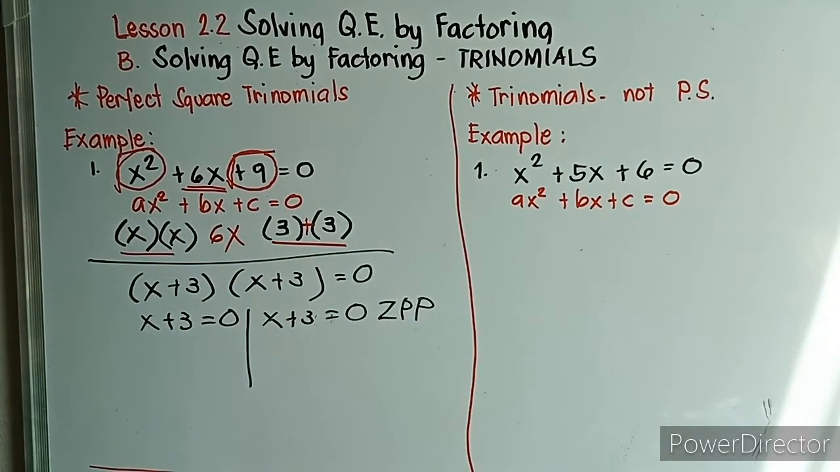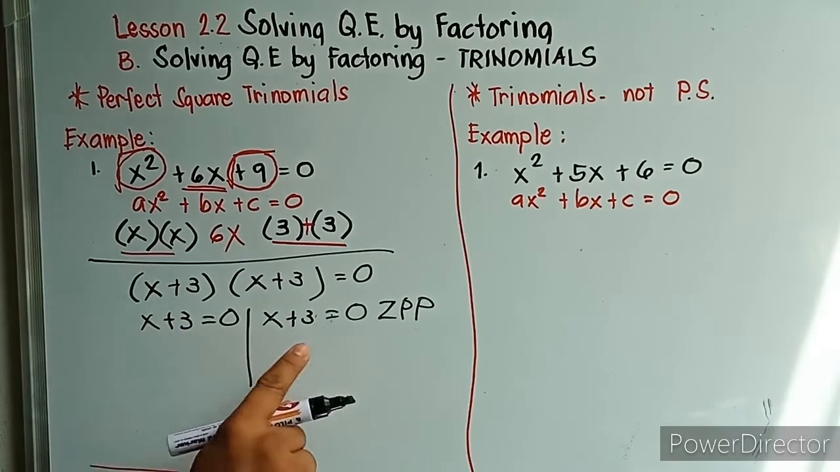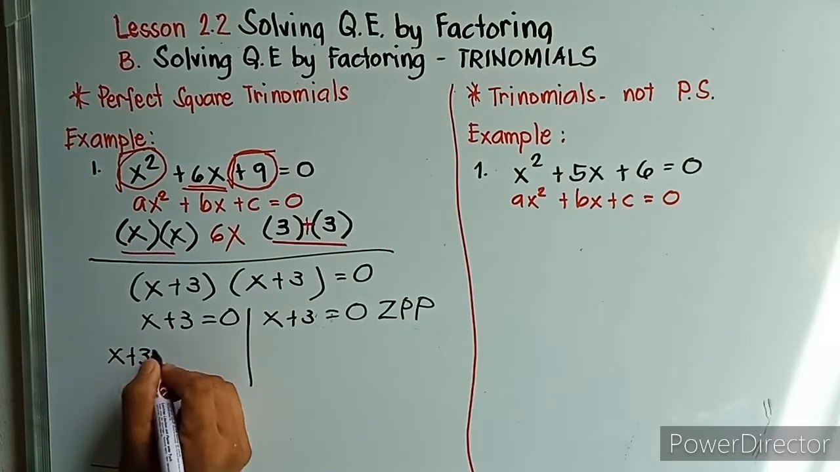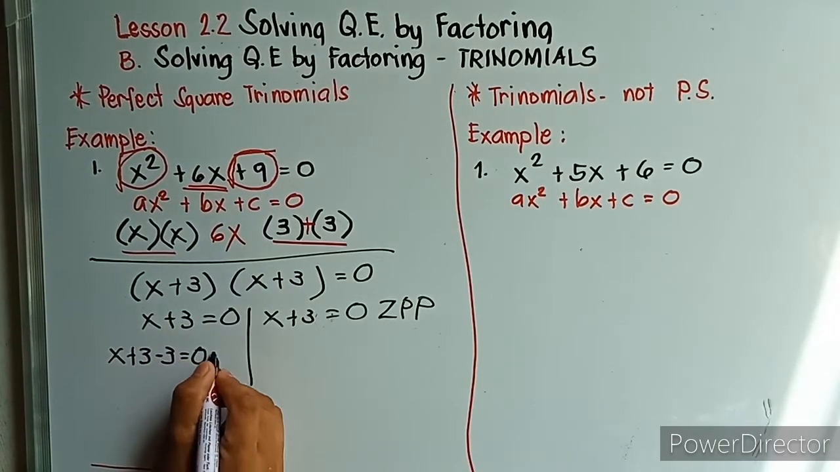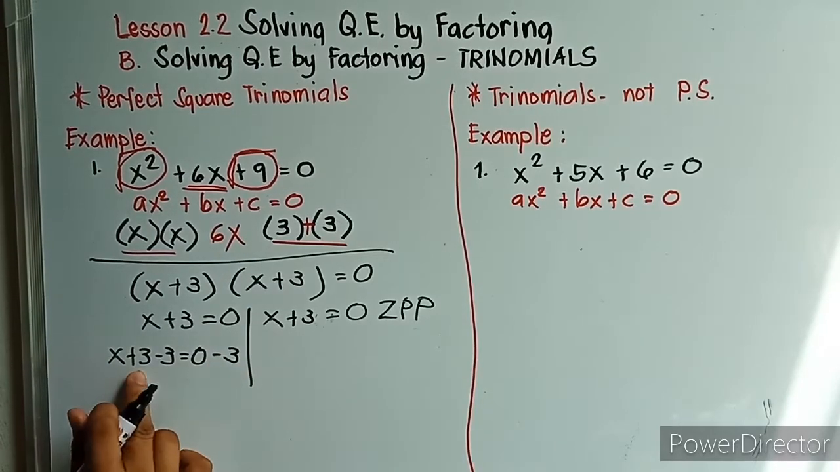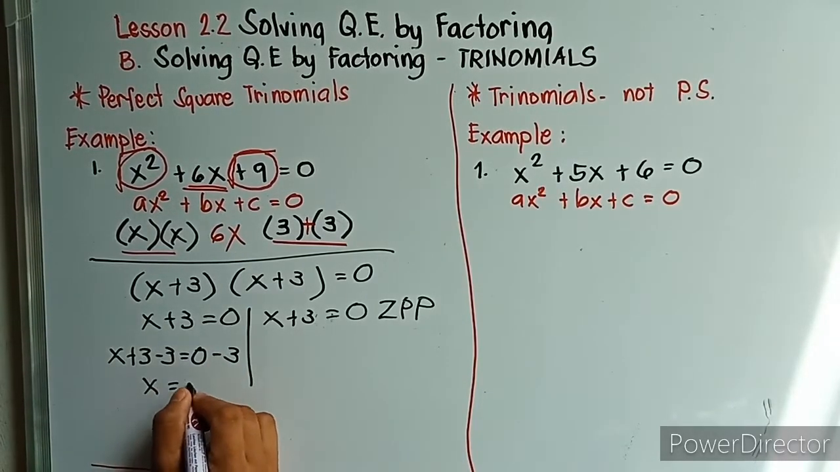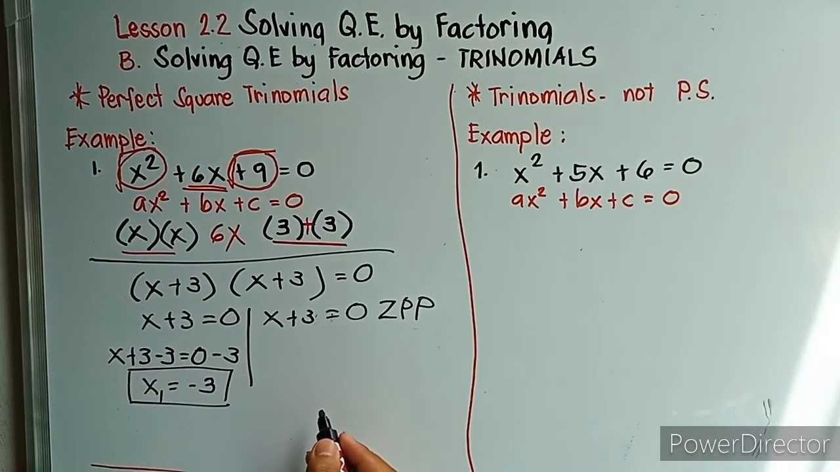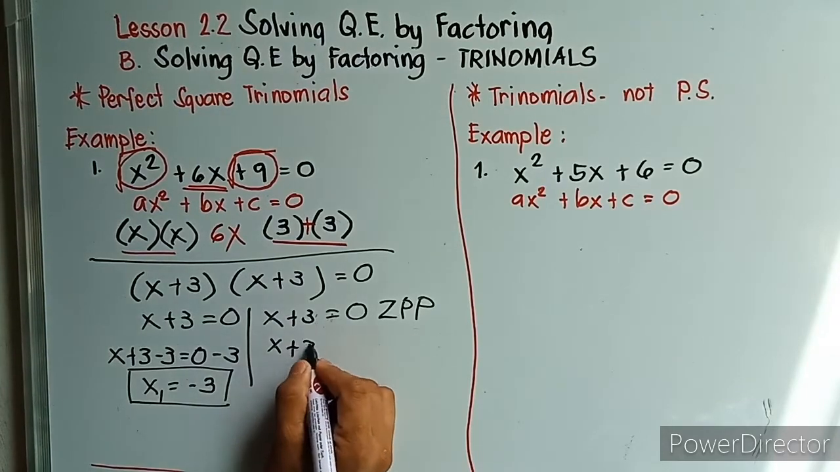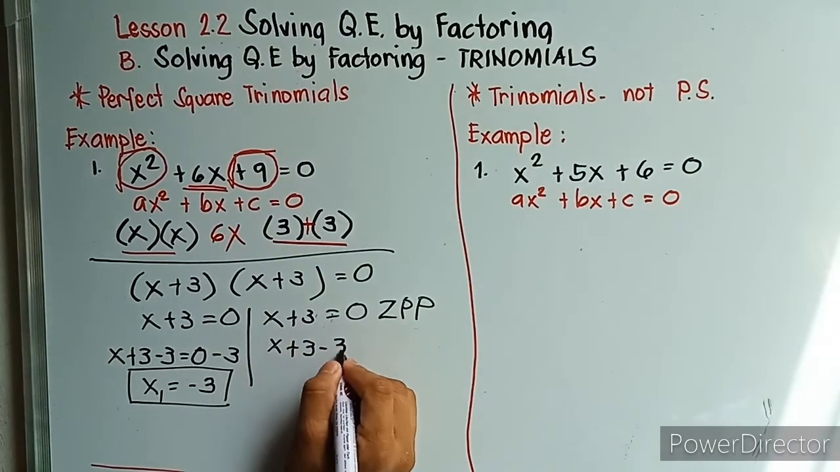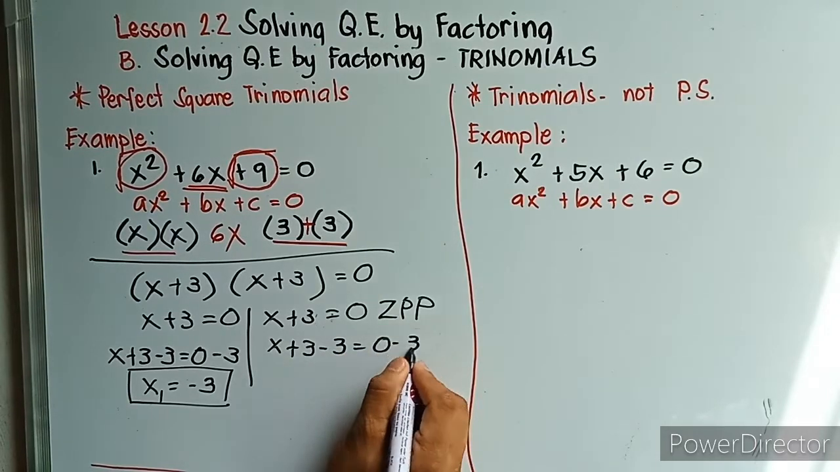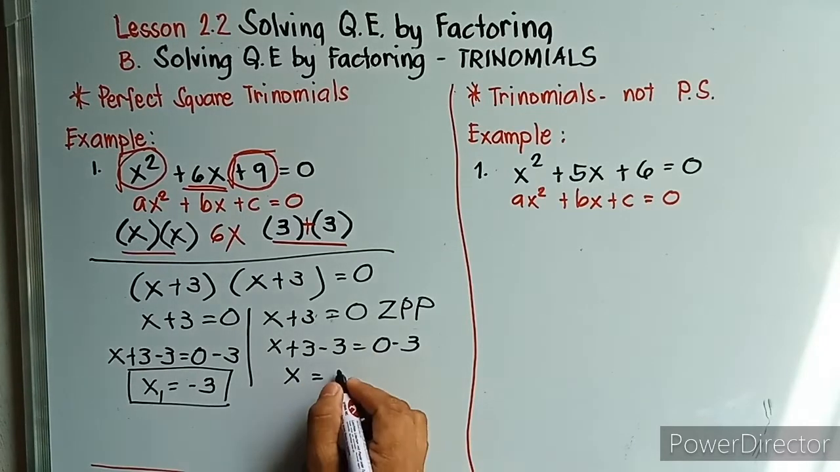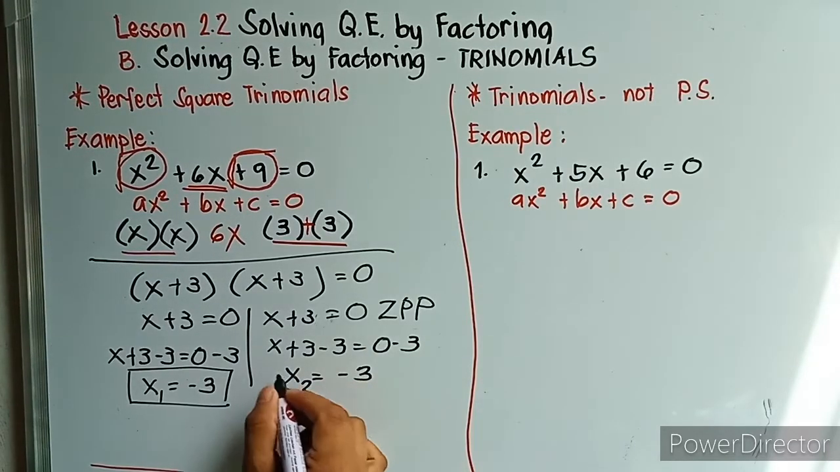So this is the zero product property. Then applying the additive inverse: we have positive 3, so the additive inverse is negative. So x plus 3 minus 3 equals 0 minus 3. So 3 minus 3 is 0, so x equals negative 3 for our x sub 1. Then for our x sub 2, we have x plus 3, additive inverse, negative 3 equals 0 minus 3. So 3 minus 3 is 0, so x equals 0 minus 3, which is negative 3. So this is our x sub 2.